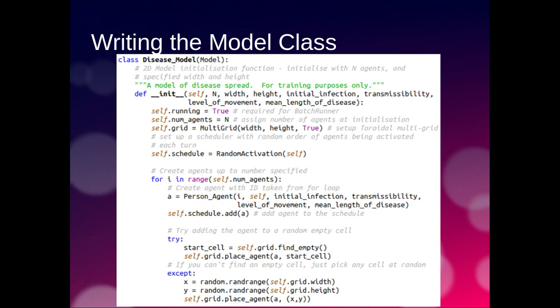So we want to set up the number of agents. So we're going to say self.numAgents. That's going to store the number of agents we've got in our model. And remember, that's n. That's the value that we've passed into the constructor.